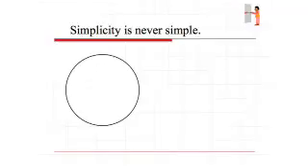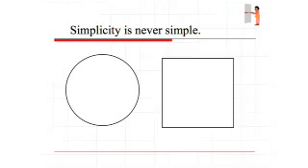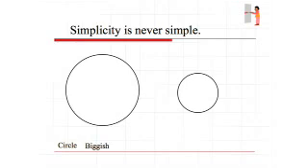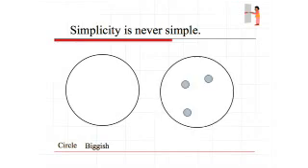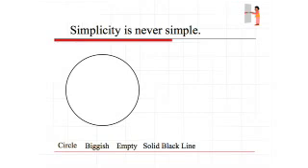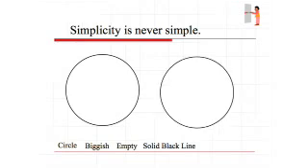Just to make the point that simplicity is never simple, you can look at this, and then you see that, and it's pretty obvious what it is. It's a circle, right? And that's quite simple. But then it turns out it's a biggish circle. Turns out it's an empty circle. Turns out it's a circle with a black line. And then turns out it's a circle on the left side of the screen. So even though something seems very simple, there's a lot going on when you contrast it to the other alternatives.